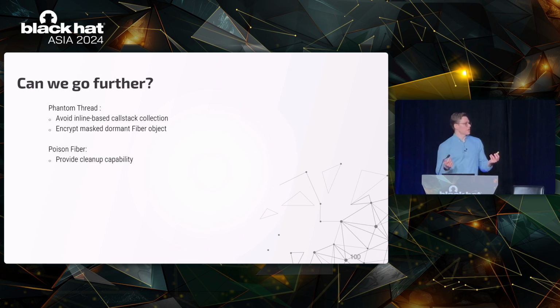For poison fiber, I think an improvement is to provide some built-in cleanup capability, so we're not introducing crashes if we're just overwriting that fiber code directly. And by that, I mean perhaps use something like a vectored exception handler that captures the crash and replaces it afterwards and resumes execution.